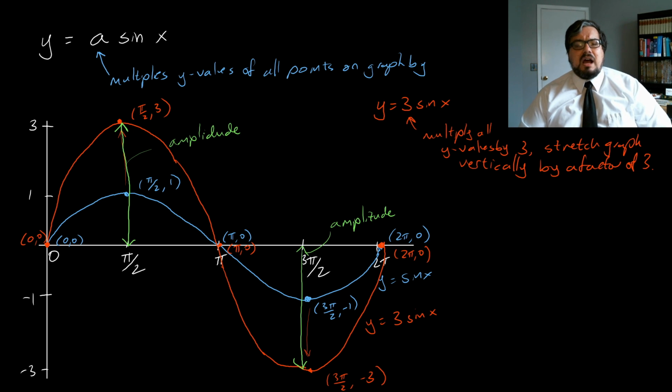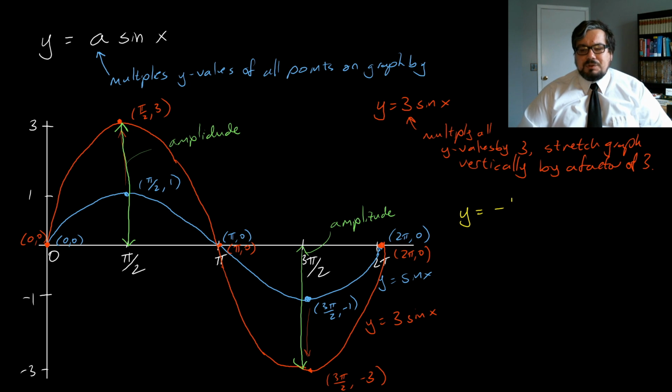Before we define it, I want to give one more example of one of these types of functions, a sine x. So let's look at the function y equals -1/2 sine x. This is going to work similarly to the first example we did, but instead of multiplying all of the y coordinates by 3, we're going to multiply all the y coordinates by -1/2.